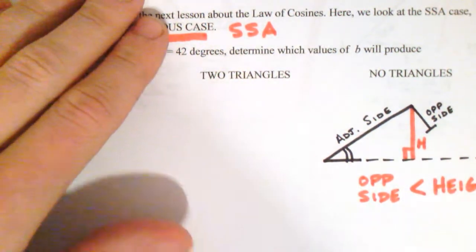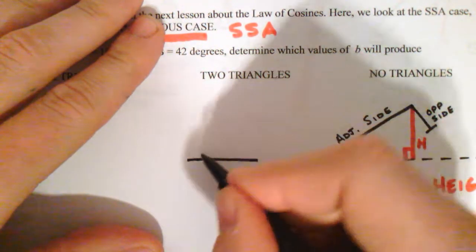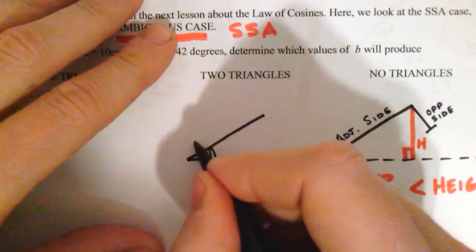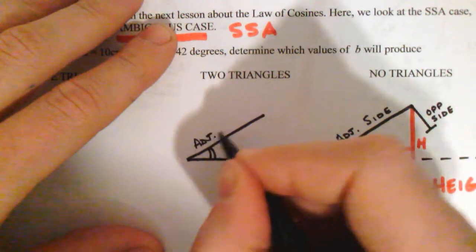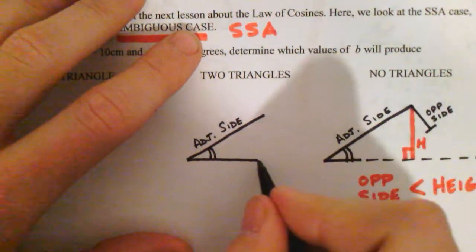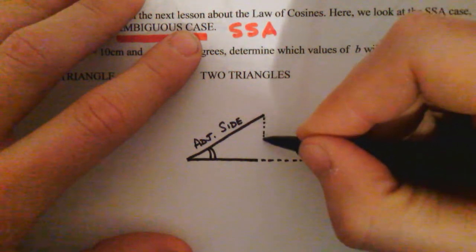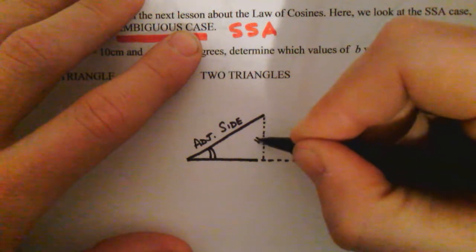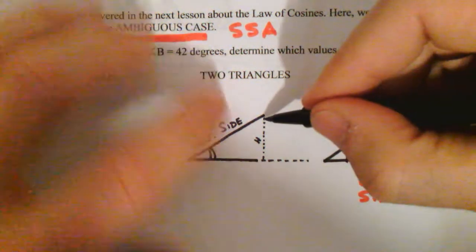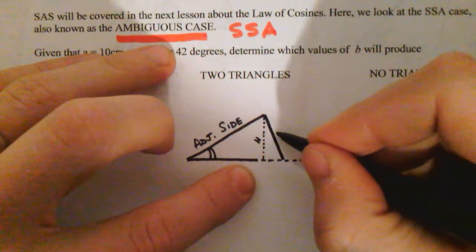Now, let's suppose same situation again. We've got this triangle, we've got this adjacent side, and you don't know the length of this side, and you've got this height right here, and you know that the opposite side is longer than the height. So, something like that.